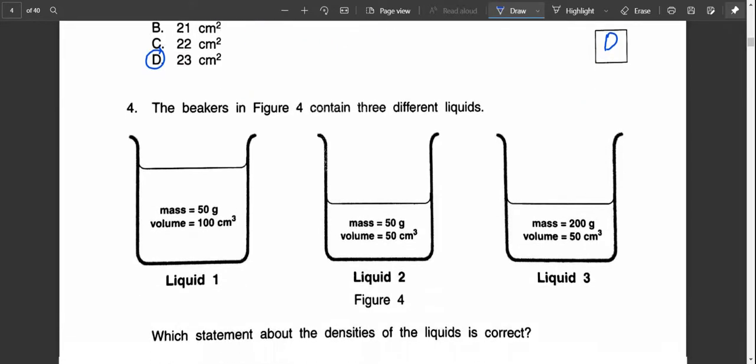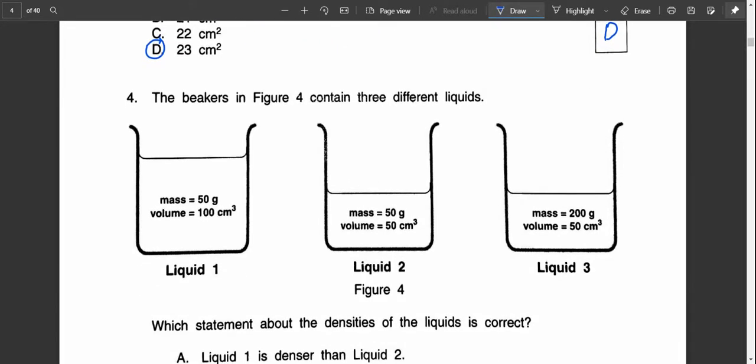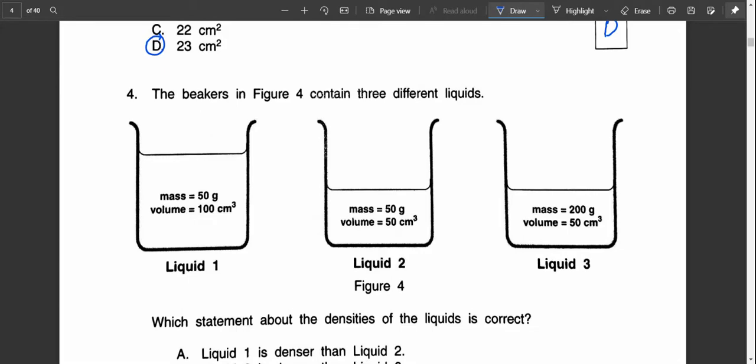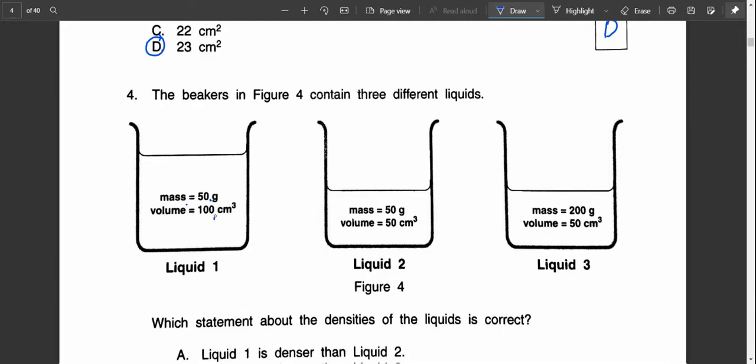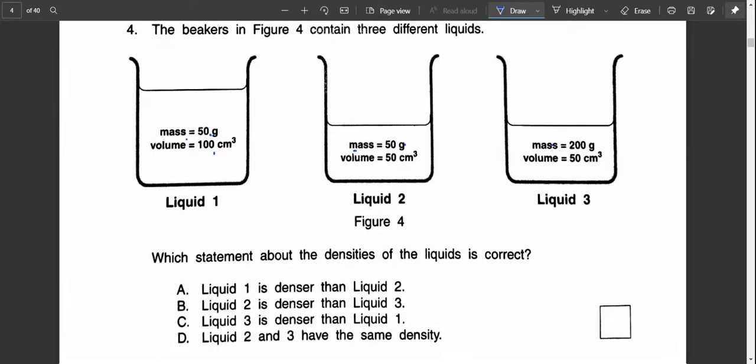Number 4, the beaker in figure 4 contains 3 different liquids. The first liquid, liquid 1, has mass 50 gram and volume 100 cubic centimeter. Second one, the volume is 50 cubic centimeter and the mass is 50 gram. And the third one, mass is 200 gram and the volume is 50 cubic centimeter. Which statement about the density of the liquids is correct? So the question asks about density, so you have to calculate it.